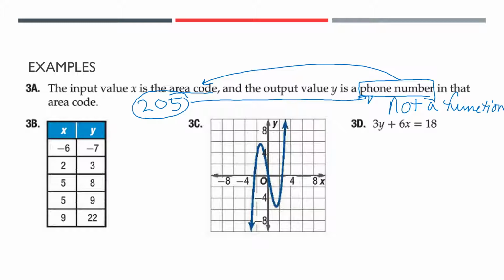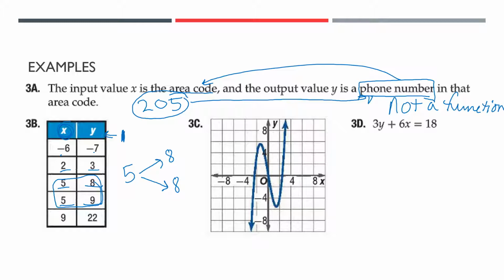All right, next we're going to look at this one. I need to be sure that for every x value, so I'm looking at x, I only get one y. I only can have one unique y for each x. So -6 to 7, fine. 2 to 3, fine. 5 to 8, that's fine. 5 to 9, this is no longer fine. 5 is now mapping to 8 and mapping to 9. Sorry, that should be a 9.